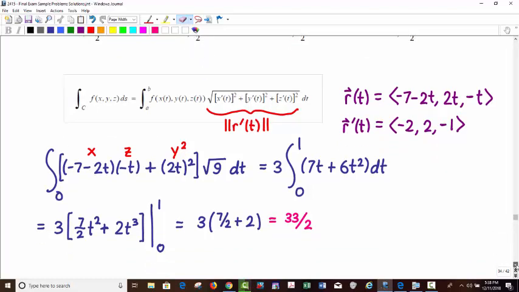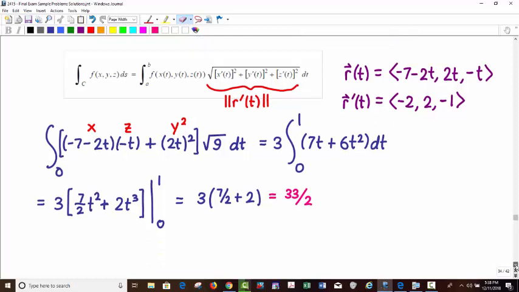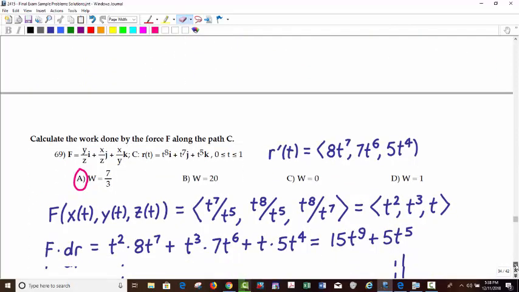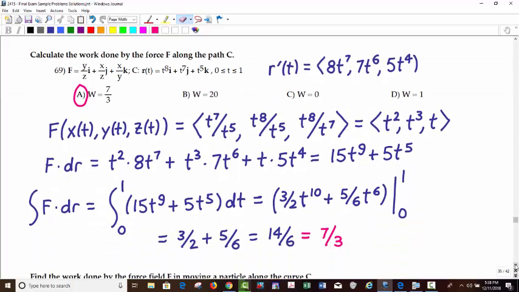All right, I don't think that was too bad. Let's see what we have here, number 69. Work. Yeah, work is evaluating the line integral F dot dr. So we're going to have to do a dot product before we integrate. So here's r, t^8, t^7, t^5. So the derivative r prime would be 8t^7, 7t^6, 5t^4.